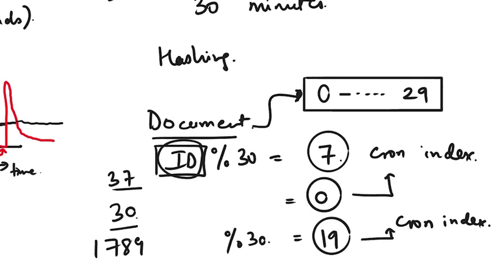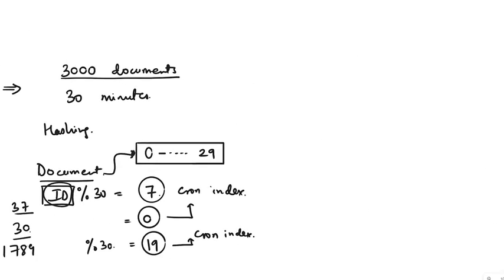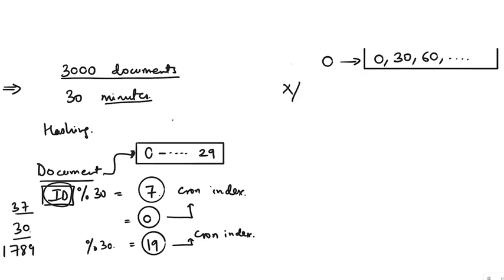Why is this useful? On every minute, so minute number 0, starting with that, we take all documents having the same cron index. So all documents divisible by 30, that is document ID 0, ID 30, ID 60, and so on. These documents will be processed in the first cron job. Okay, so what have we done?